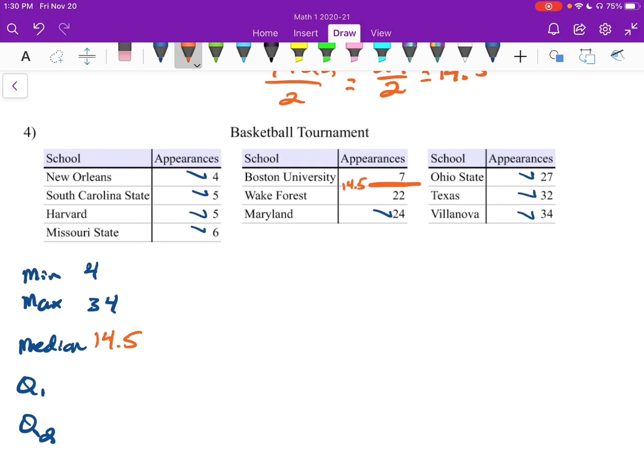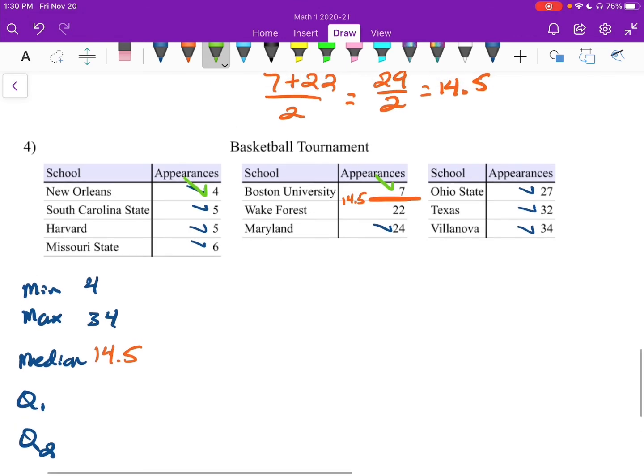Now moving on to Q1. To get Q1, I'll take the first and last, and notice that I included the 7. I used the 7 to find the median, and I also included it in the first half of the data. So first and last, and then first and last, and I'm left with a 5. Q3, I'm going to use the 22, first and last, and I'm left with a 27.